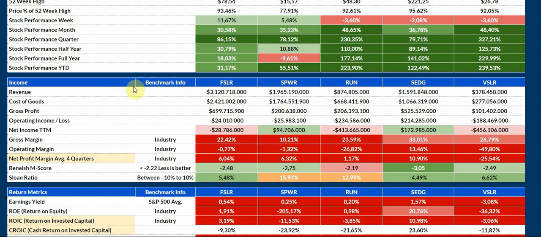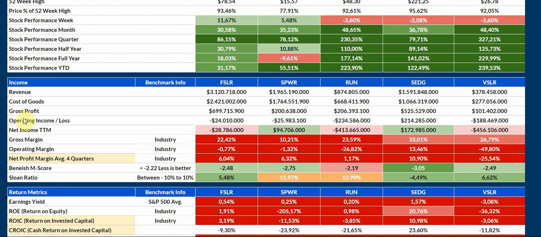So if you look at the benchmark info, you will see specifically for each number, ratio or KPI what the companies are benchmarked against. That can be the industry, it can be general principles of the ratio, or it can be the S&P 500 average.